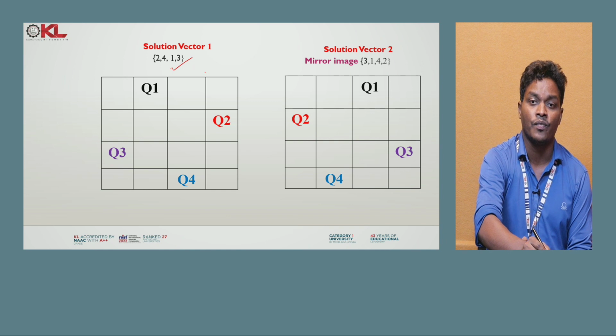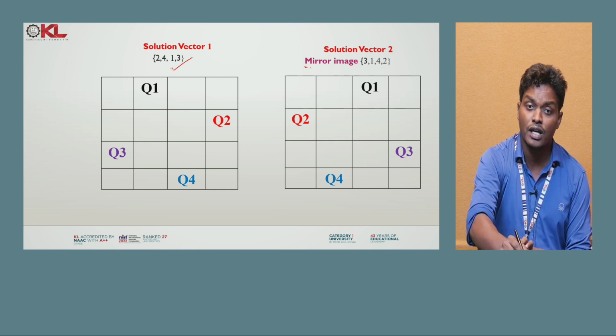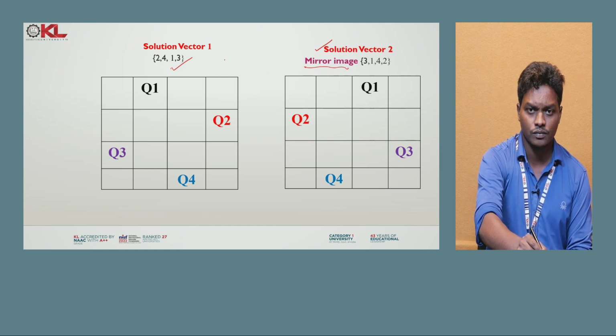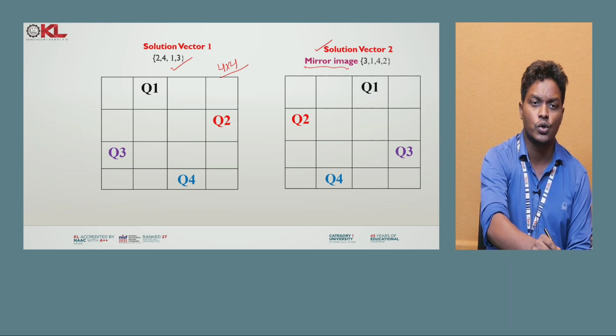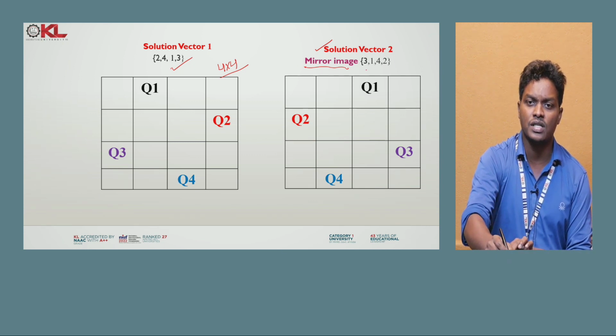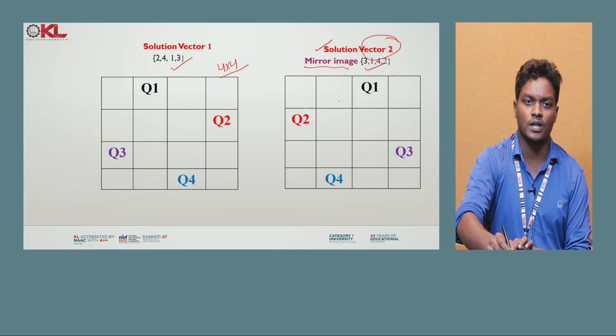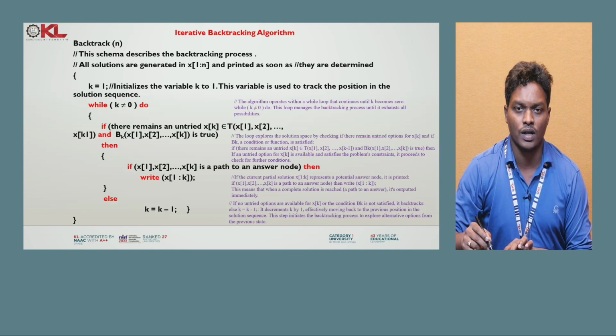Next, what solution vectors have we obtained previously? 2, 4, 1, 3, and its mirror image is also a solution vector for the 4 by 4 queens problem. What is the mirror image? For 2, 4, 1, 3, the mirror image is 3, 1, 4, 2. So this is also another solution for the 4 by 4 queens problem.